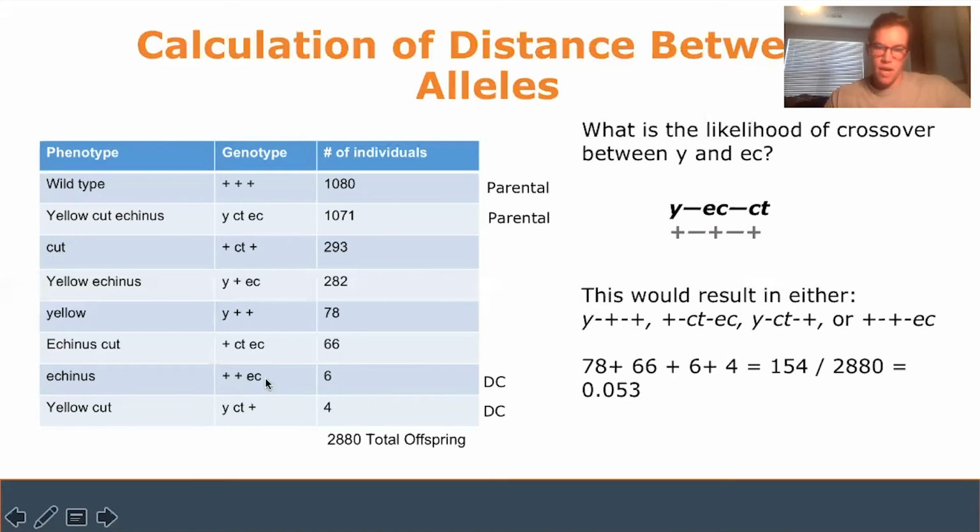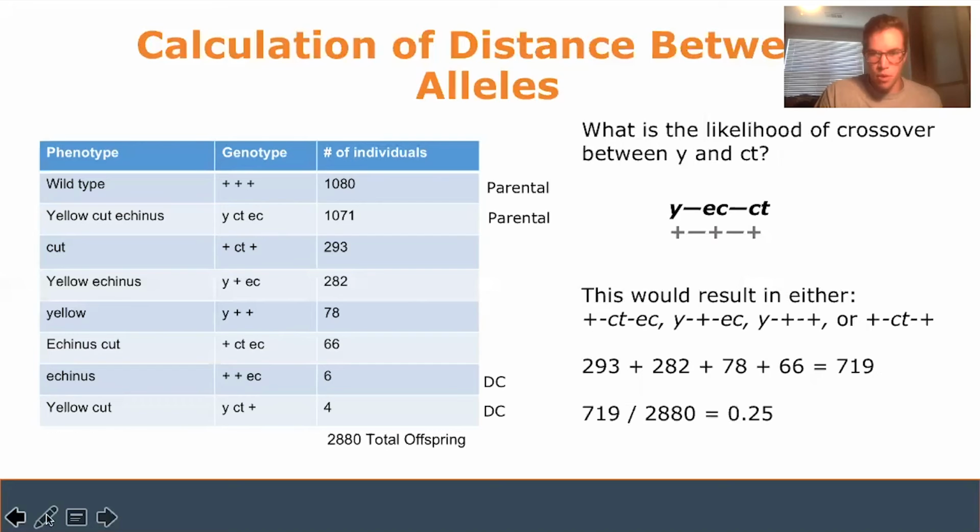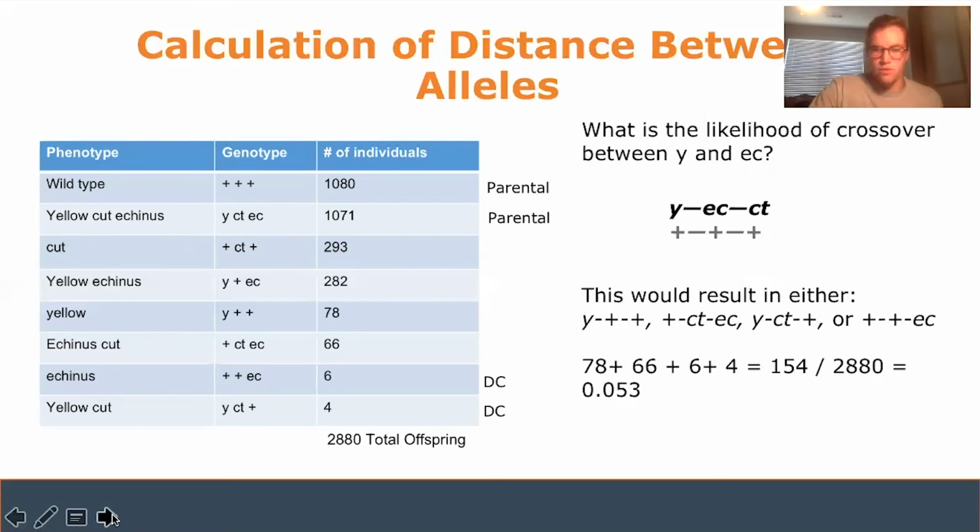So then again, go ahead and match these up right here. I think you get the point at this point. Then we're going to add up all those numbers and divide by the total number of offspring, which gives us a value of 0.053. Note that that is extremely small compared to both of these other probabilities. So there's a very, very low probability that crossover happens between Y and EC. What does that mean? Probably that they're very close together.